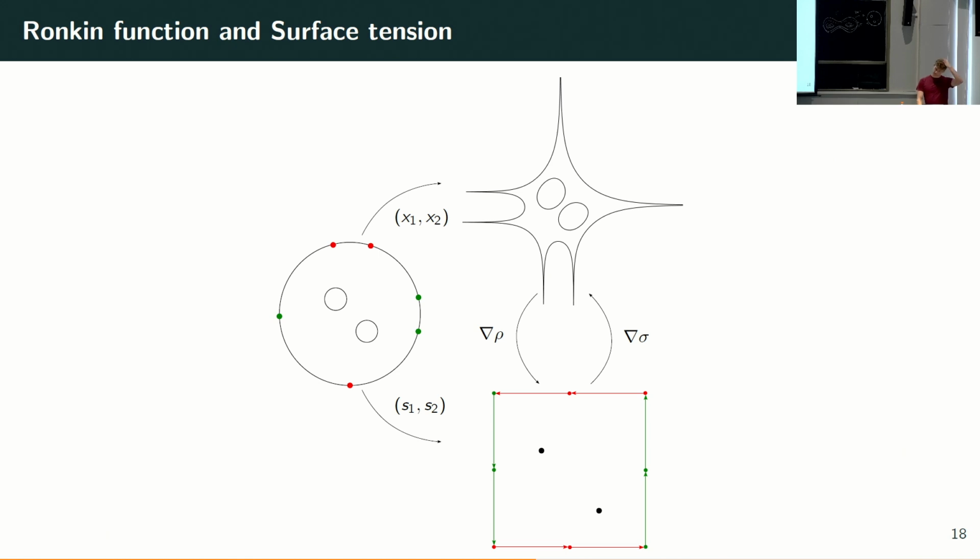So then, going back to my zoo of objects, I've added these two arrows right here. It turns out that if I take the gradient of sigma, where sigma is a function with its domain being the Newton polygon and going to R, I go into the amoeba. So it's just the composition of these two maps, right? And the same in the other direction.